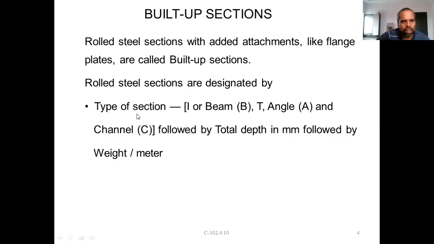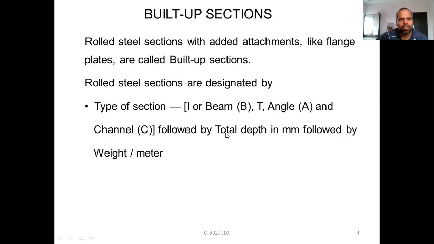These types of sections are generally designated with the I section or T section followed by their total depth. Angle sections are not measured with depth; they are measured with the size of the section, followed by weight per meter. Everything here holds good for I sections. Generally I sections are designated as ISMB 300 at the rate of 20 Newton per meter. That is its weight, weight per meter.